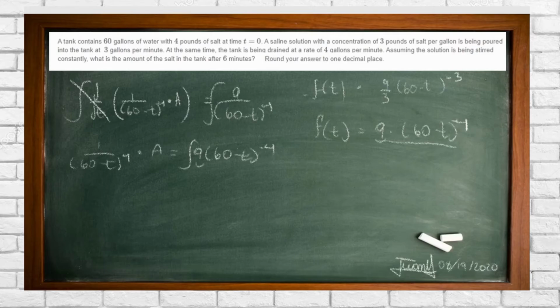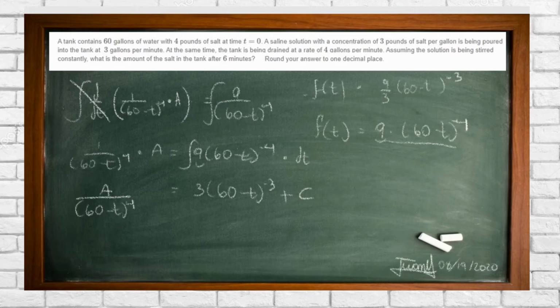So the integral, I forgot to put dt, I'm sorry. The integral of this function right here is going to be 9 over 3, or 3. It's better written like 3. Let's put the 3 in there. I just wanted to write it that way to have it clear. So 3 times (60 - t)^-3 plus some constant c is going to be equal to 8 divided by (60 - t)^4.